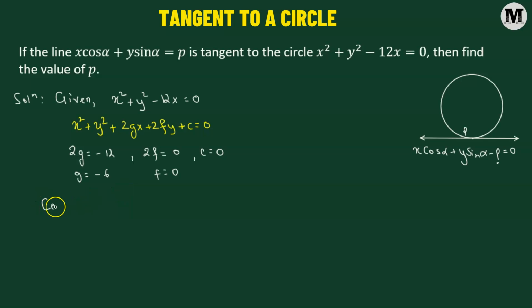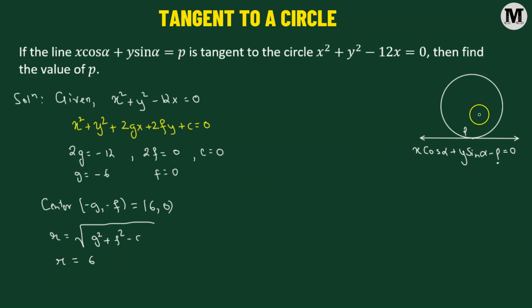Now the coordinates of the center are given by negative g comma negative f. That means negative of negative 6 will make it positive. We have 6 comma 0. So that's going to be the coordinates of the center. And the radius of the circle is given by the square root of g squared plus f squared minus c. So r comes out to be equal to 6 units. Now that we have the coordinates of the center, let's note it down. We have 6 comma 0.